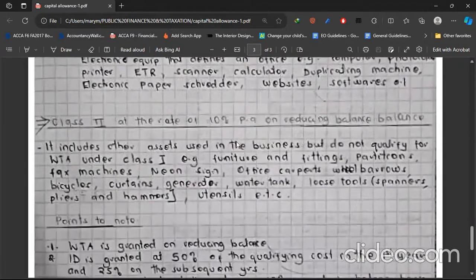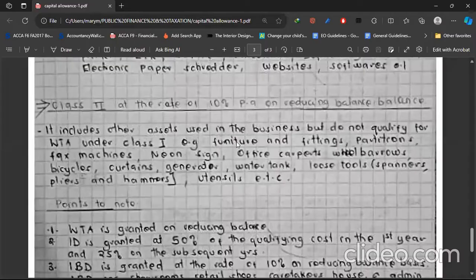Now, when we discuss class 2, at the rate of 10% per annum, reduced balance basis, it normally includes other assets used in the business but which do not qualify for WTA class 1. E.g., here we normally discuss furniture and fittings, partitions, fax machines, neon signs. We have office carpets. We have things like wheelbarrows, bicycles, generators. We have curtains, water tank.